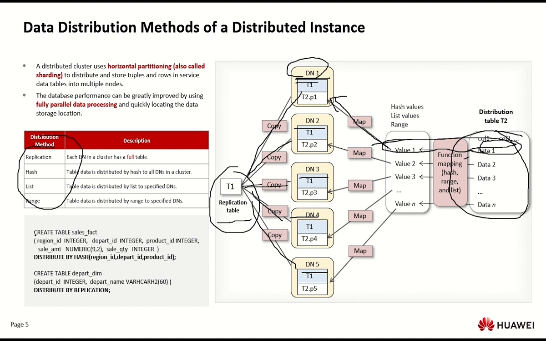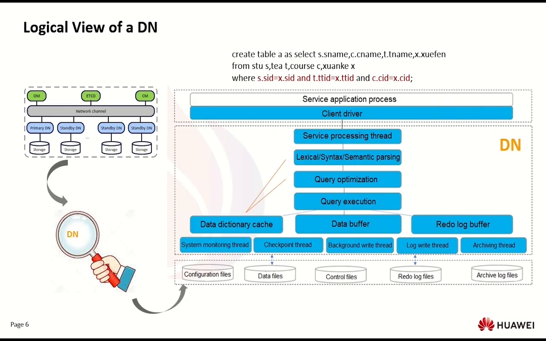How to define the table distribution mode? You will see the example here. It has a statement called DISTRIBUTE BY. You will see this table is distributed by replication, which means the content of this table will be copied to all the data nodes. And for this sales fact table, it's distributed by the distribution keys region ID, department ID, product ID, and it's distributed by the hash algorithm. So for the sales fact table, each of the rows is only located on one of the data nodes.